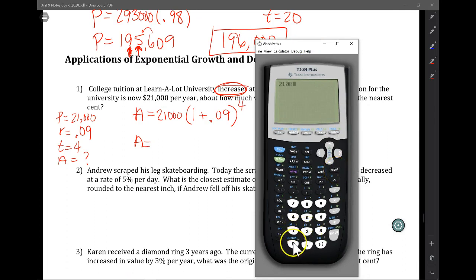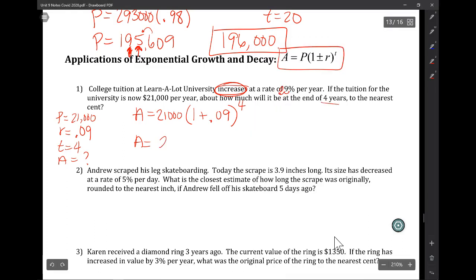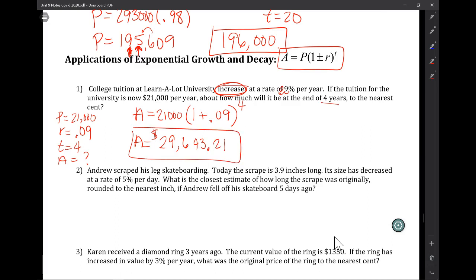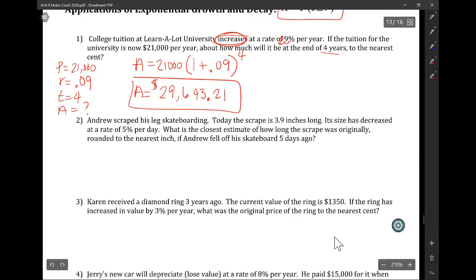So if I bring that back out, 21,000, 1 plus 0.09, and I raise it to the 4th power, hit enter, and it says round to the nearest cent. Nearest cent is 2 decimal places. Penny is 2 decimal places. So my answer will be $29,643.21, so 21 cents. Okay, it's that easy. Once you know your variables that you're plugging in for, it's literally just plug and chug.